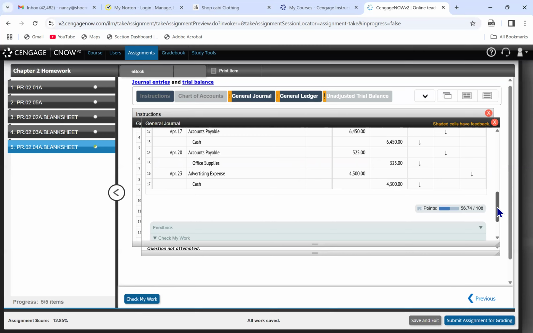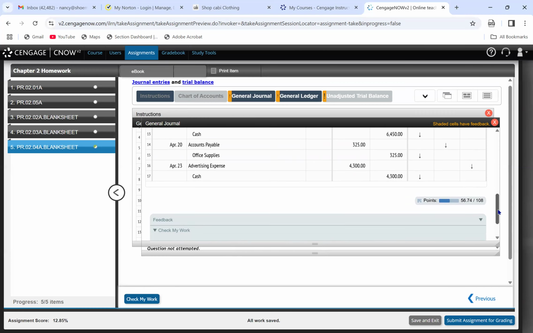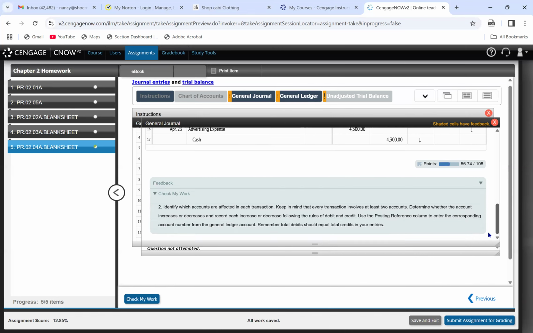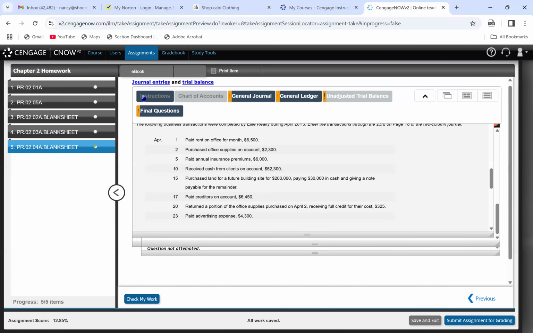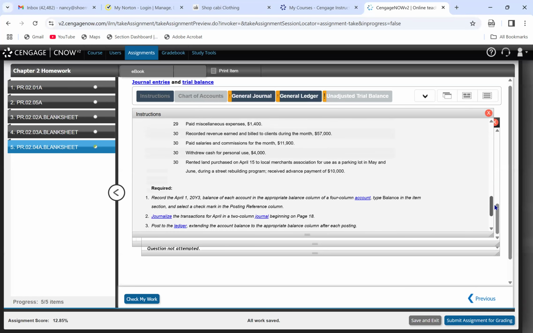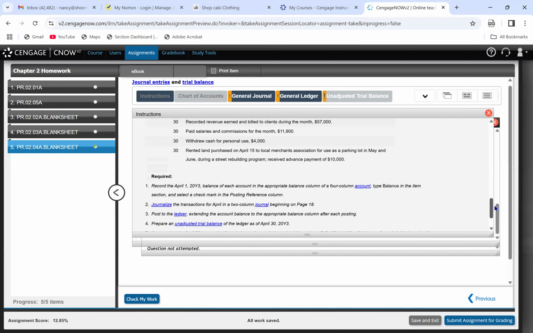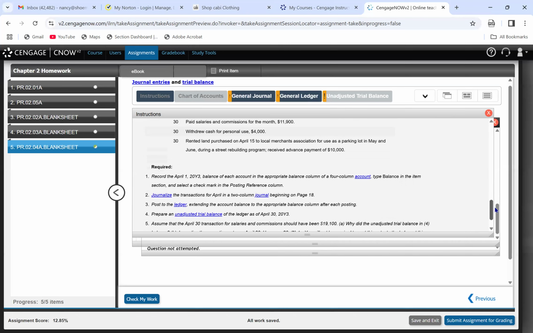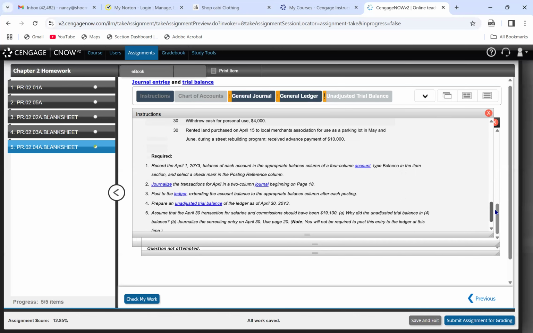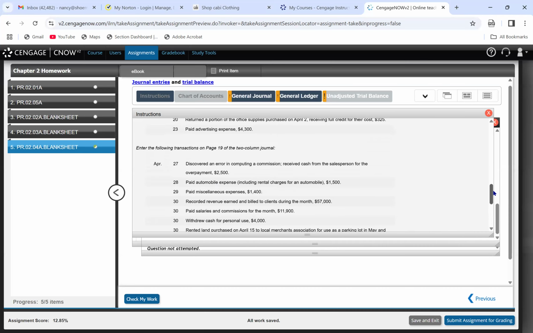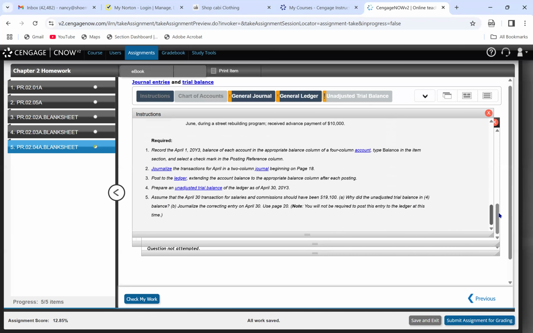And then as I continue on, I guess I've done all those journal entries in here. Okay, so let's go back to the instructions. Now it wants me to journalize the transactions for April, post to the ledger, extending the account balances to the appropriate. Now I'm supposed to enter the following transactions on page 19. So I guess I should keep on with this page 19.